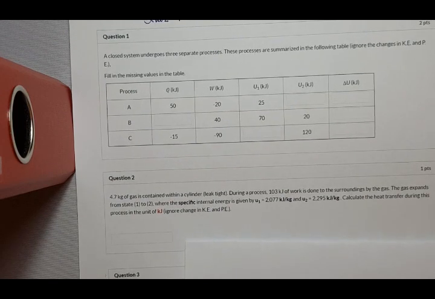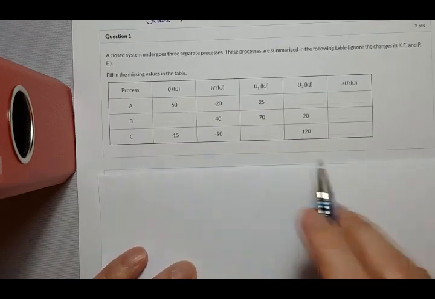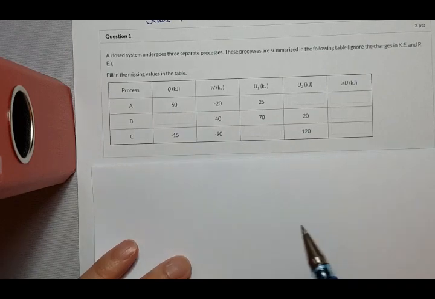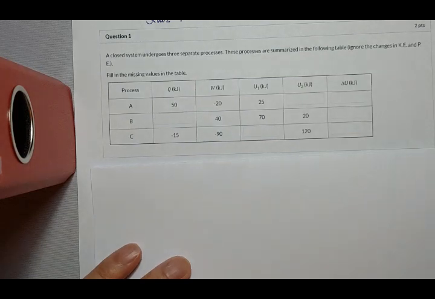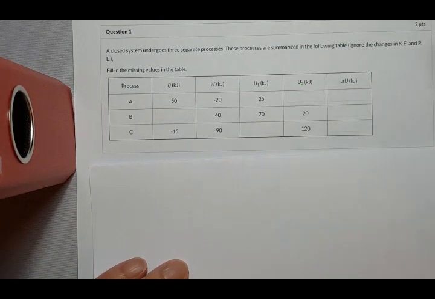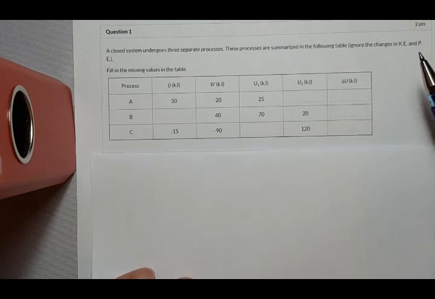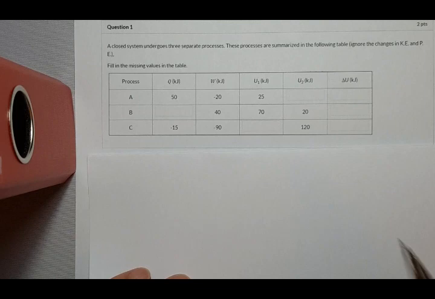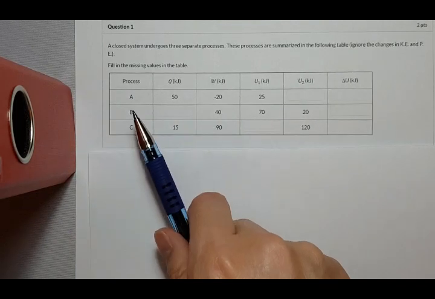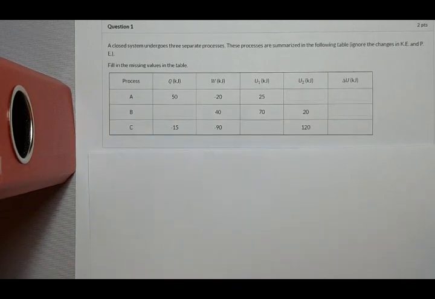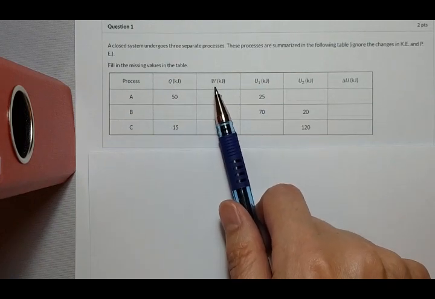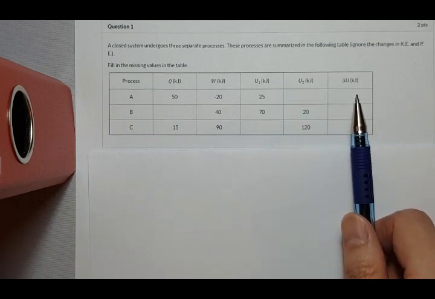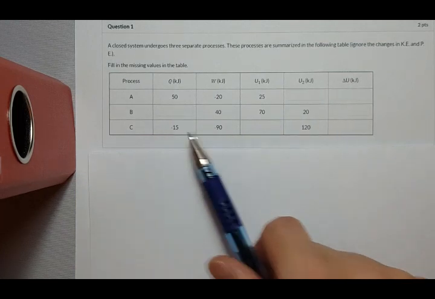Okay. So the first one, question 1, I think this one is the same for everyone. So we have three processes. We have a very similar example, I think, in the tutorial, so you can also have a look at that question in tutorial 1. I can't remember exactly, but you can check. Okay. So here we have 3 processes, and then we know some of these: Q, W, U1, U2, and the delta U. So we just need to find out the missing numbers here.